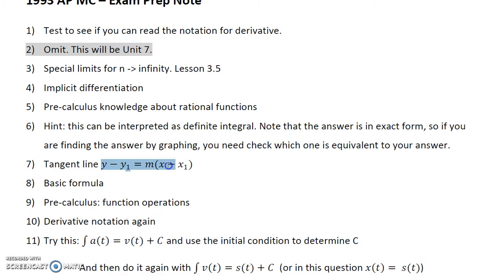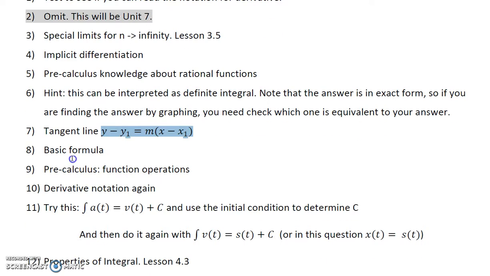Perfect. This is the formula. And later on, we have a question about normal line. Okay, so tangent line first. And number eight, just basic formula, refer to the basic formula. Back then, they probably had a formula sheet, and nowadays they don't have a formula sheet because by the time you have done all the homework, you will know all the formulas already.